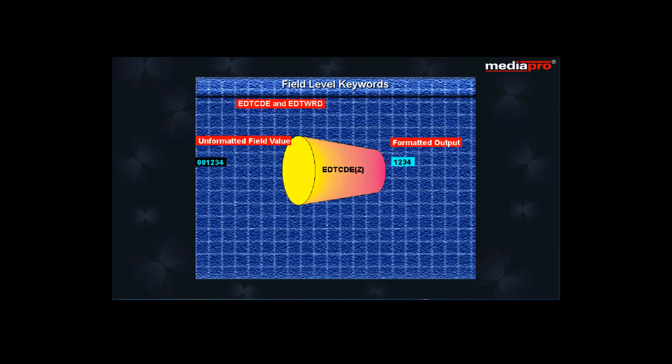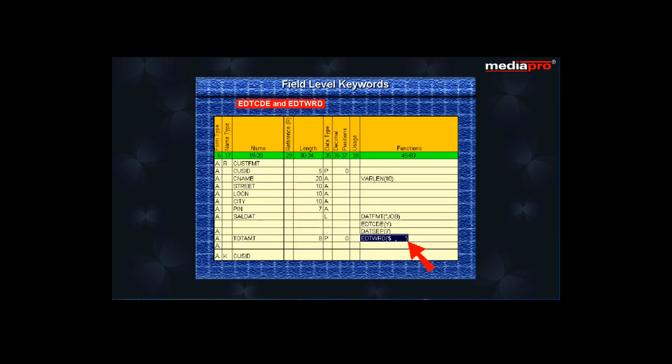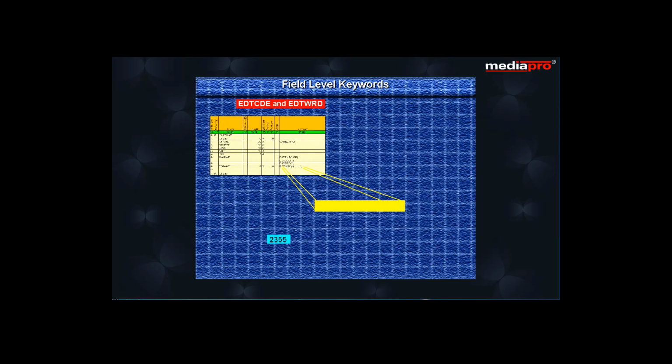Sometimes you may not find an edit code that matches your requirements. In such situations, the edit word keyword can be used. An edit word provides a template into which a number is inserted. For example, suppose the total amount field has a value of 99999999. To print in the format 999-999-99, we specify an edit word like this. The blanks indicate where the digits have to be placed.